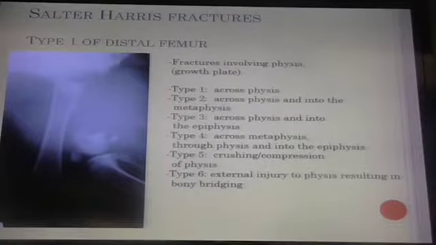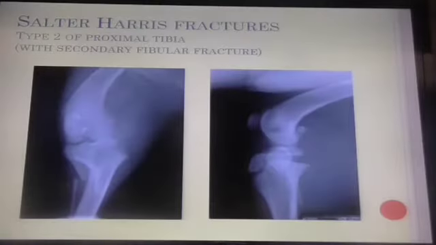Okay, Salter-Harris 1. Salter-Harris 2. Where's your friend? Right here. See this metaphyseal segment? Now everybody see the fibular fracture. So you see the metaphyseal piece here, and then here's the physeal fracture. This is a 1 over here, and then it took a friend with it. So that's a 2.